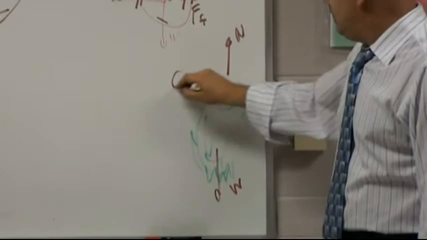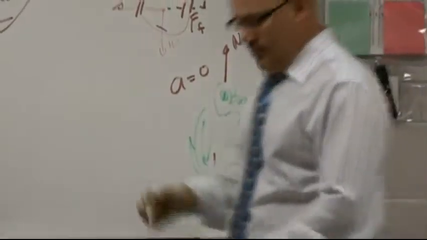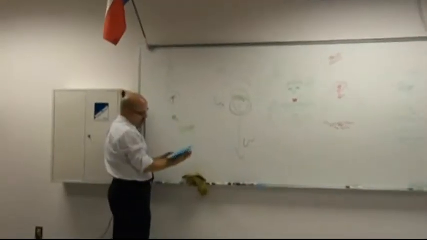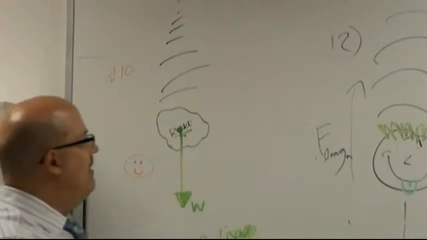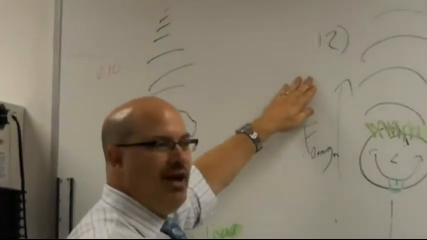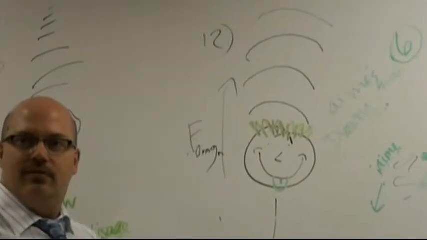All right, we'll assume that the acceleration of the penguin is 0. This was number 10. Number 10, a rock falling. Ta-da! Done. Very nice. Number 12, yes. You didn't finish it. All right.